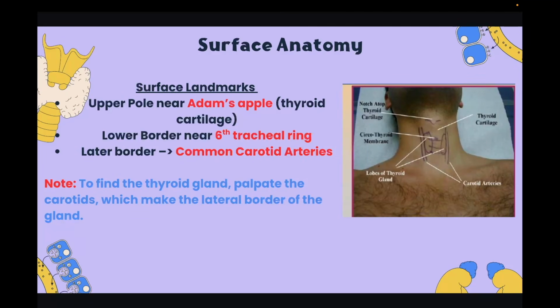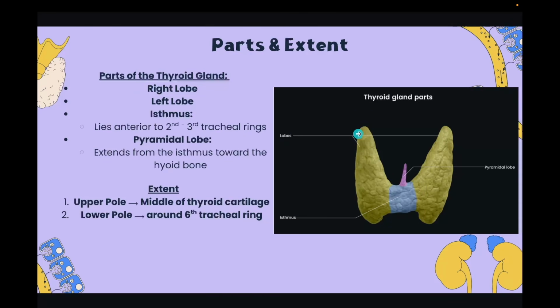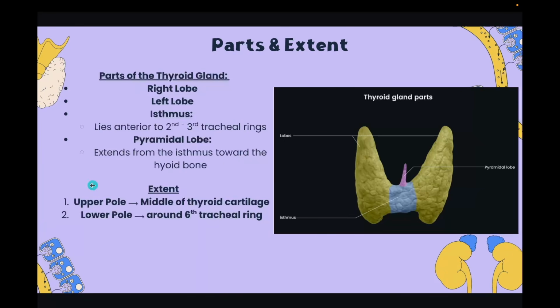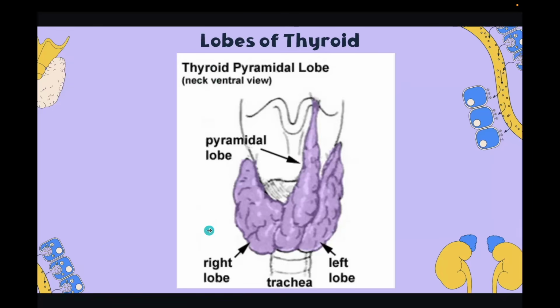Now let's talk about the surface anatomy of the thyroid gland. The upper pole of the right and left lobes, as we said, is near the Adam's apple, or you can also say the thyroid cartilage, and the lower border is near the sixth tracheal ring. So it makes sense: the upper pole is at the middle of the thyroid cartilage or the Adam's apple, and the lower pole is around the sixth tracheal ring.